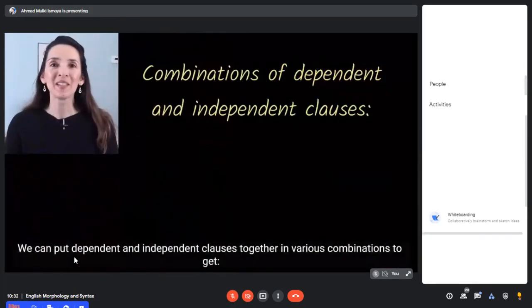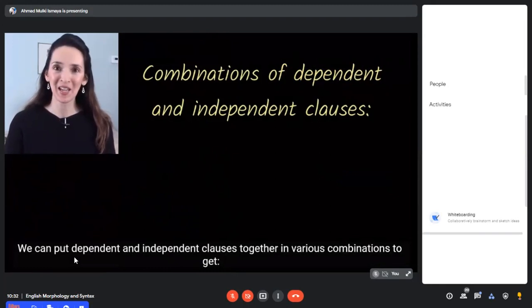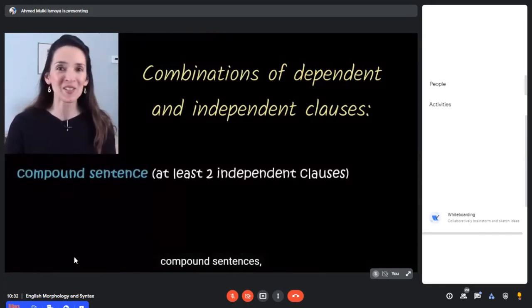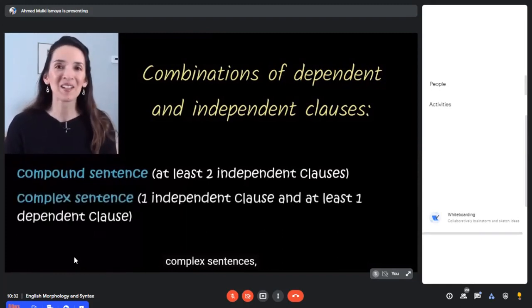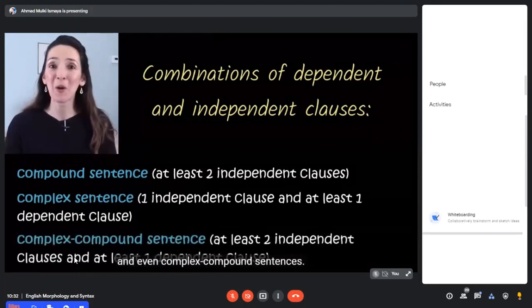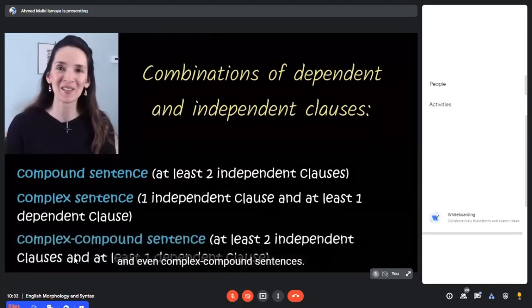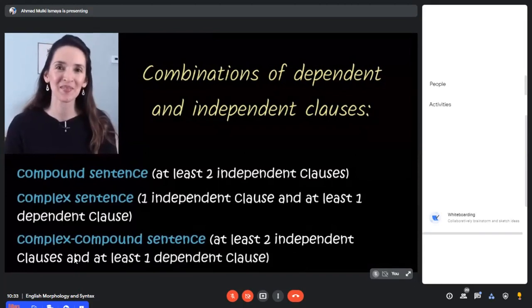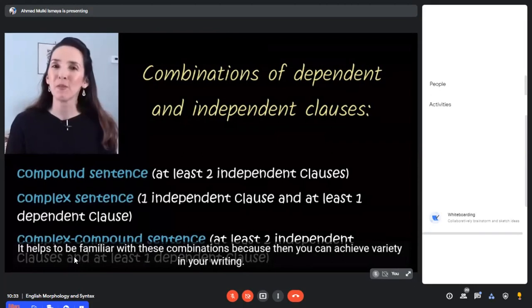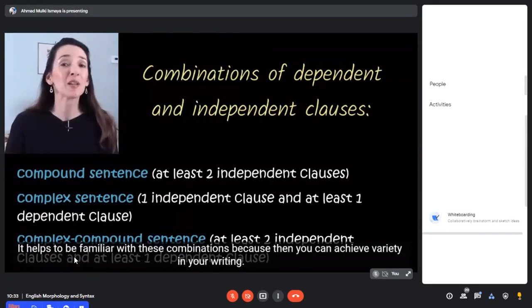We can put dependent and independent clauses together in various combinations to get compound sentences, complex sentences, and even complex compound sentences. It helps to be familiar with these combinations because then you can achieve variety in your writing.